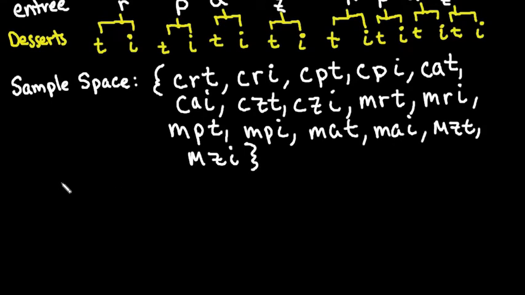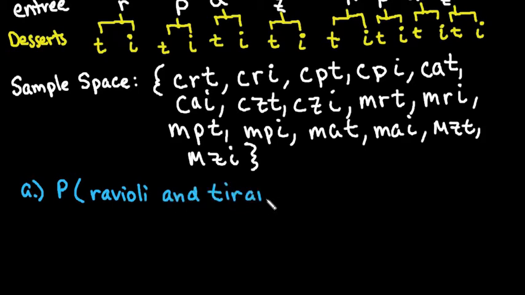Okay, we could use this to find probabilities. The first one that we're going to look at is, what is the probability of ordering ravioli and tiramisu? That means that we have to have both of them. Okay, so what we are going to be looking for is, where does it say both R and T?